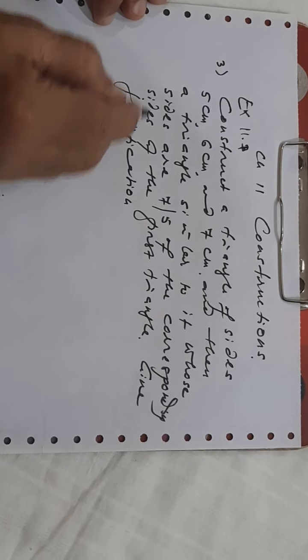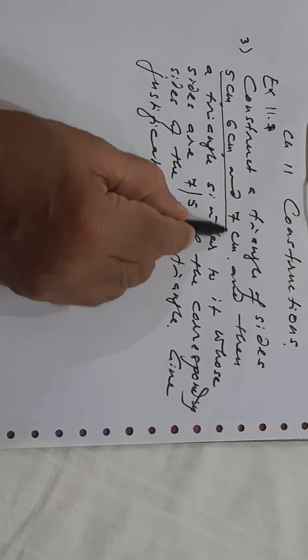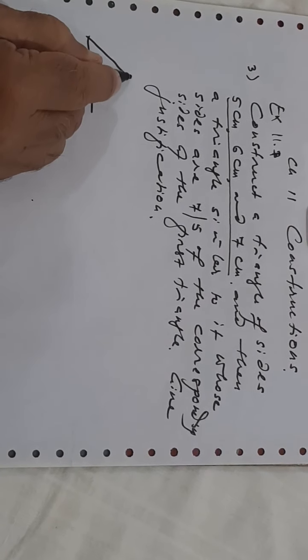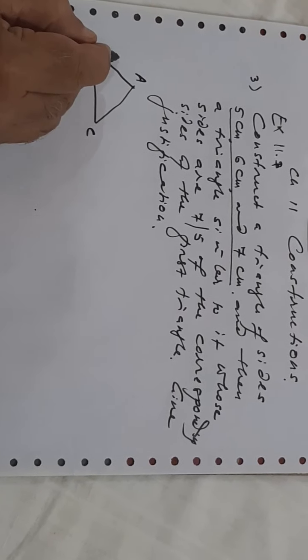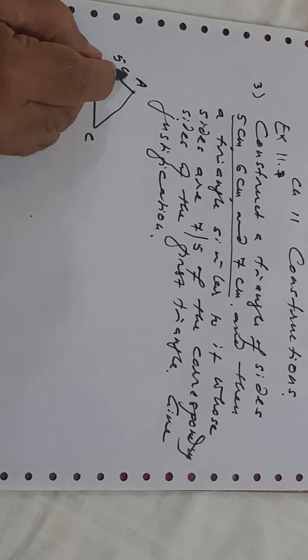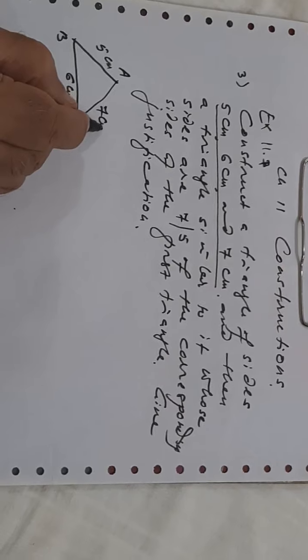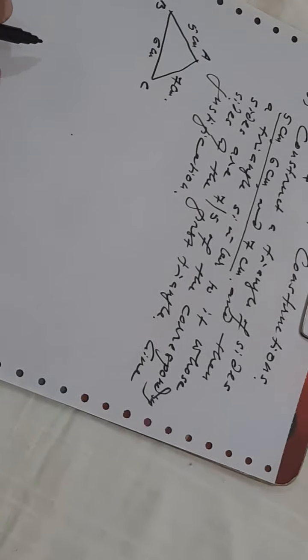As I told you, I will give justification afterwards. First, let us do the construction. Now, the sides of the triangle are 5 centimeter, 6 centimeter. You can draw one rough figure to get the idea of how to draw the given triangle. Suppose this is a triangle ABC. So we will take AB 5 centimeter, BC 6 centimeter and AC 7 centimeter. Okay, so let us draw the given triangle.